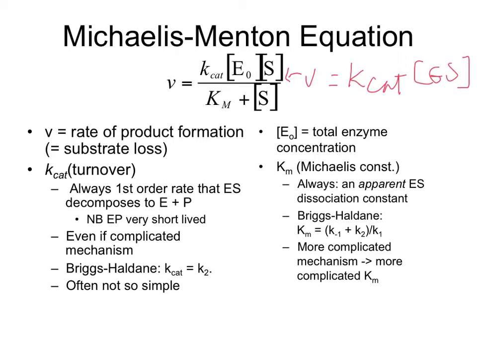Kcat is your turnover, and it's always first order, in that the enzyme substrate complex decomposes into the enzyme and product. Km, shown here, is the Michaelis constant. It's always an apparent enzyme substrate dissociation constant, and then E naught is your total enzyme.